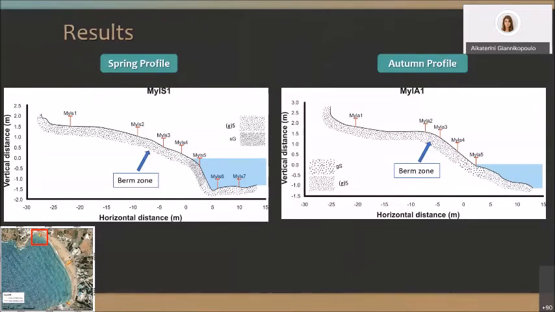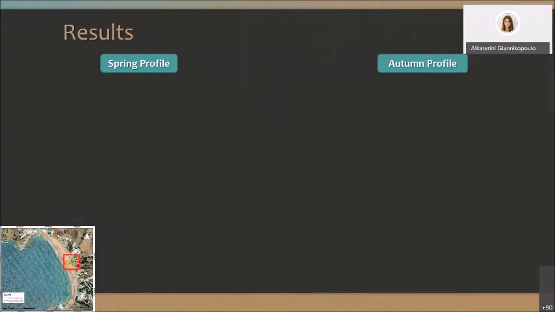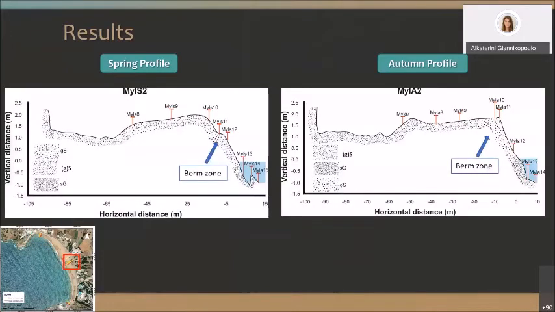At the underwater part of the cross-section, the spring profile is characterized by a steep slope, while the autumn profile by a gentle slope. Cross-sections of the second position, the central part of the beach, are characterized by alternations of slightly gravelly sand and sandy gravel sediments. The coarser material probably indicates fluvial deposits. Topography is characterized by steep slopes in both profiles.